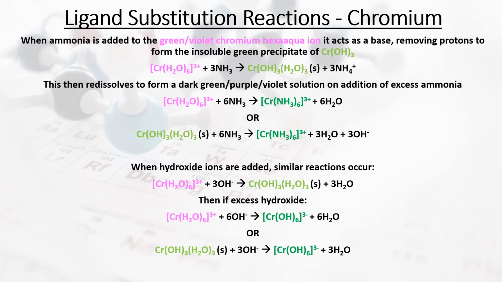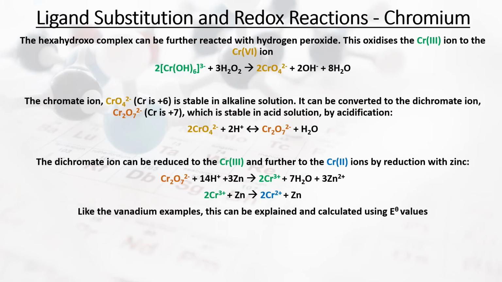Or we can write it as going from adding a little bit of hydroxide first to create our chromium hydroxide precipitate, that green precipitate, and then redissolving that in our excess hydroxide to create this hexahydroxo chromium ion again, which is this dark green solution. So this hexahydroxo chromium complex, the [Cr(OH)6]3- complex ion, that dark green solution, can be further reacted with hydrogen peroxide. Now, hydrogen peroxide is an oxidizing agent, and so this oxidises the chromium 3 ion that we have in our hexahydroxo complex up to the chromium 6 ion.